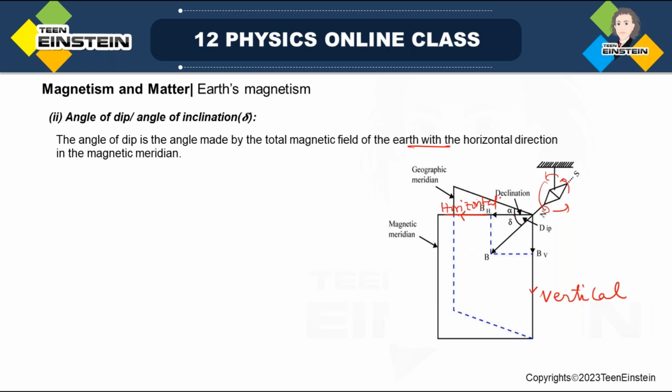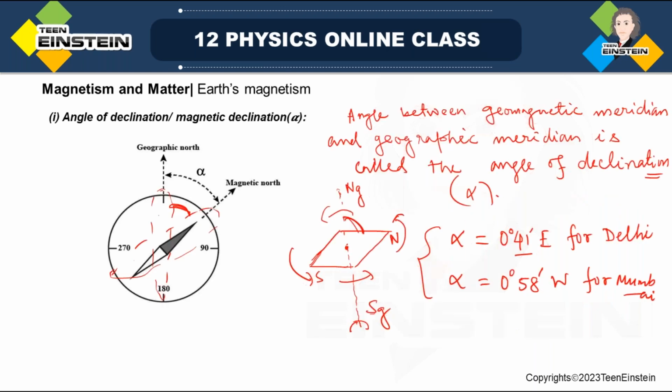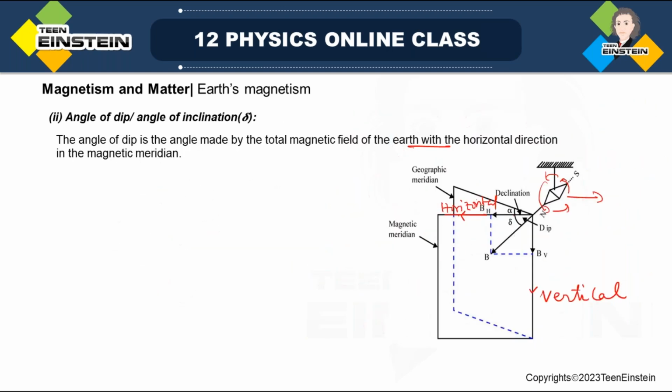So consider the compass needle which is used for measuring the angle of dip. This is called a dip needle.